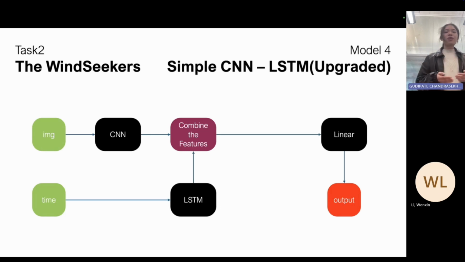So this is our final model. We pass the images to the CNN model and pass the time features to the LSTM model. And finally, we combine them to form the input features and then pass them to a linear model to generate the final output. And this final model turned out to work quite well.